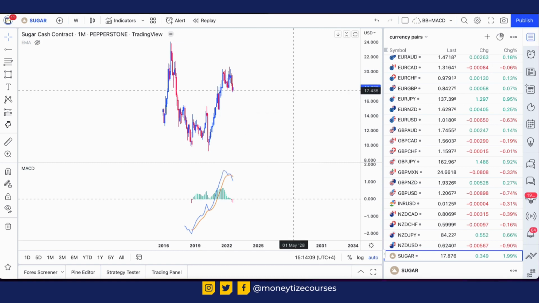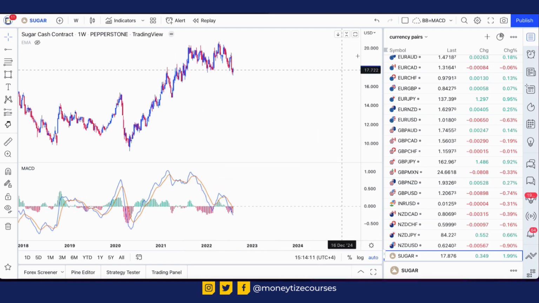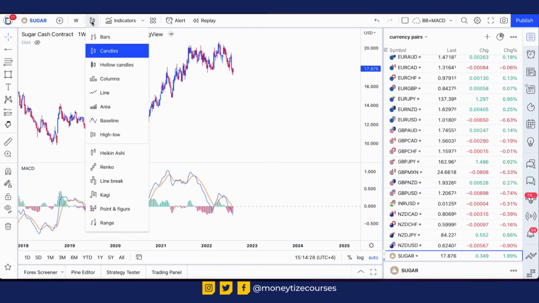Turning to weekly now. On the weekly, we have a clear bearish divergence on the charts, clearly visible. So now what next? We need to mark the structure. I'm clearing the lines and marking the structure.